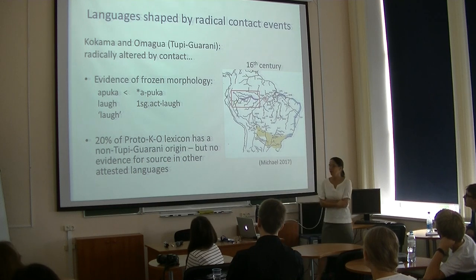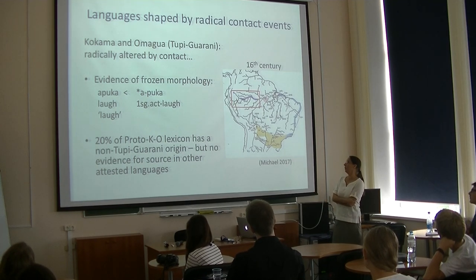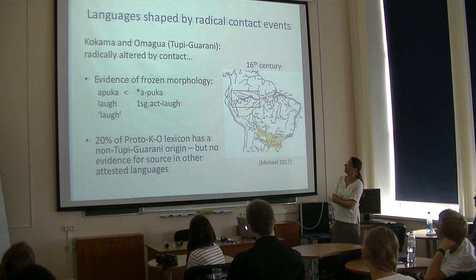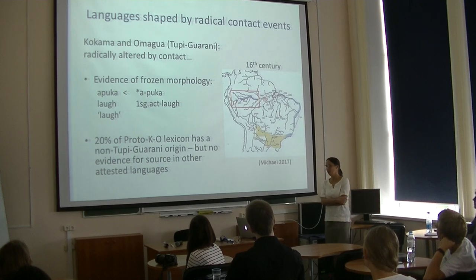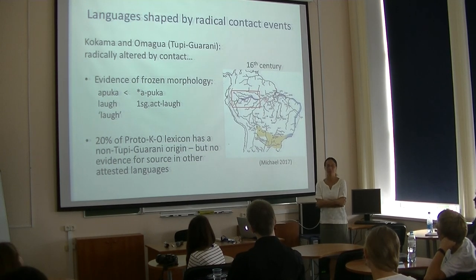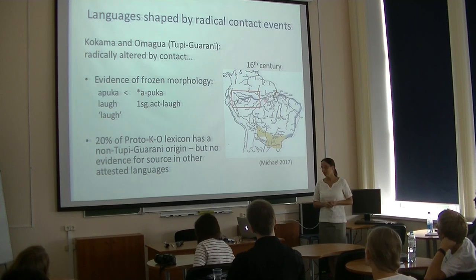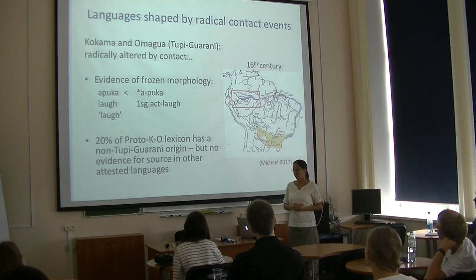So first, we can look a little bit at languages that have been shaped by radical contact events. Here my focus is coming back to Amazonia, but these questions are relevant in many other parts of the world as well. I'm going to look at a couple of examples of languages where there's clearly been radical alteration through contact, but it's unclear what that involved. So here's an interesting case, Kukama and Omagwa. These are two Tupi Guarani languages.